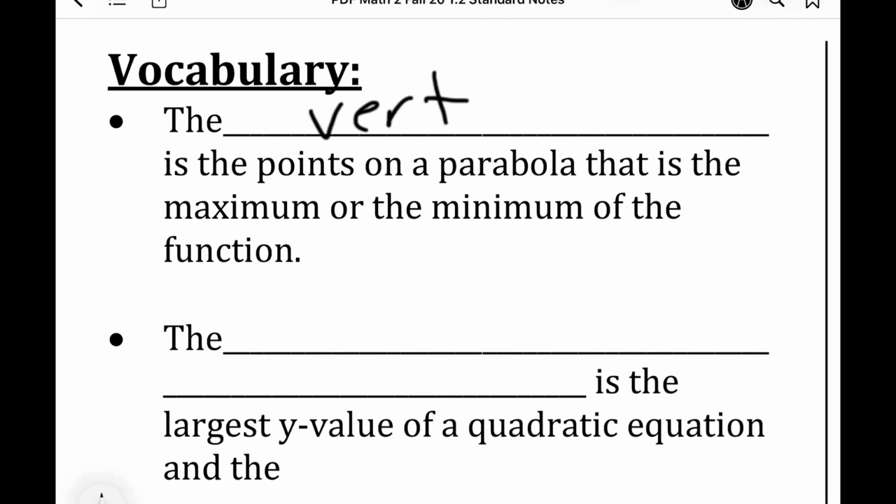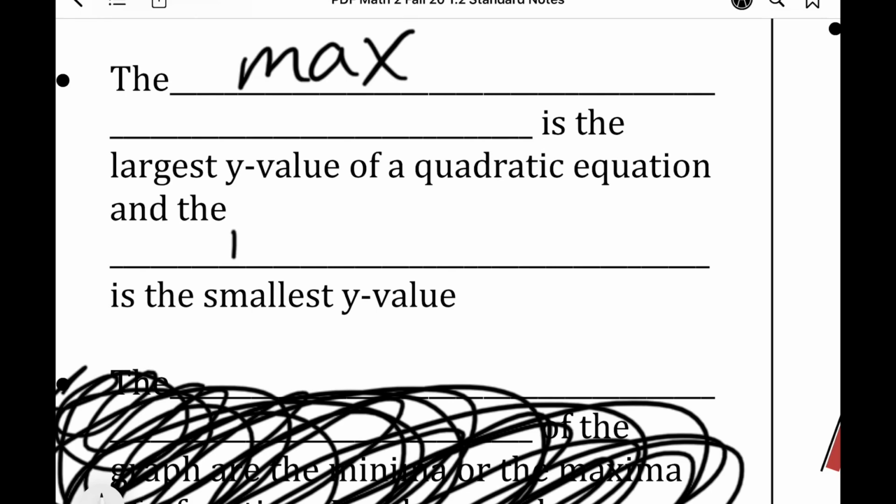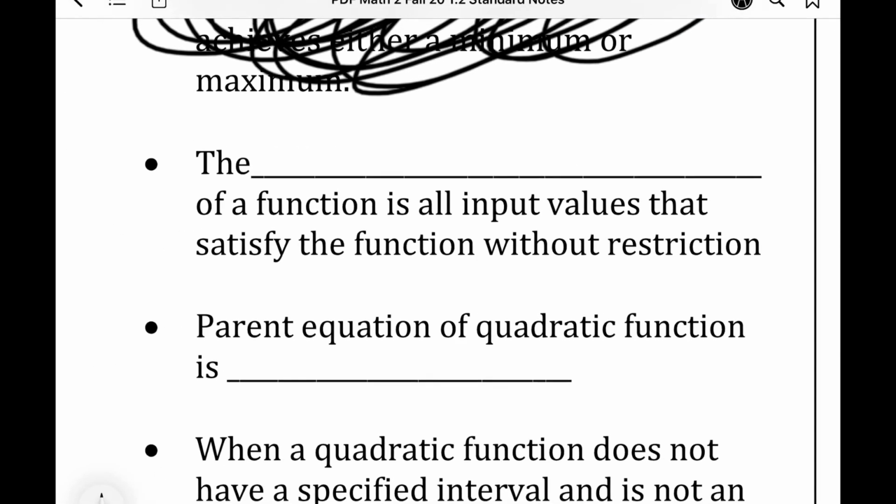So the vertex is the point on a parabola that is the max or the min. The max is the largest y value of a quadratic equation, and the min is the smallest y value. The domain of a function is all input values that satisfy the function without restriction.